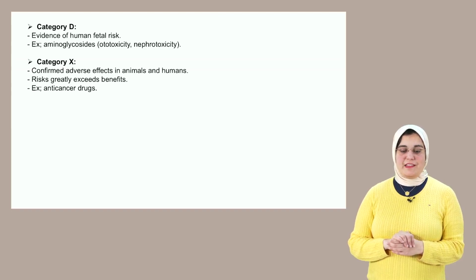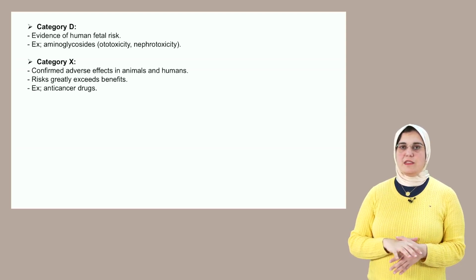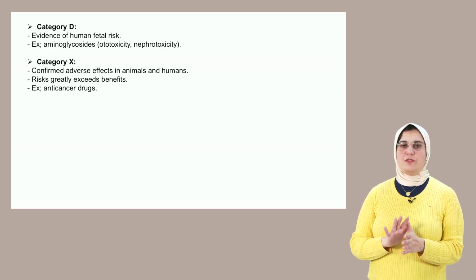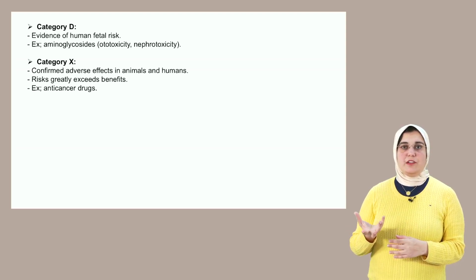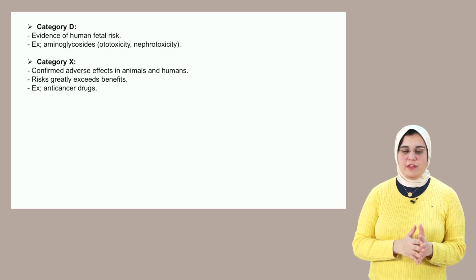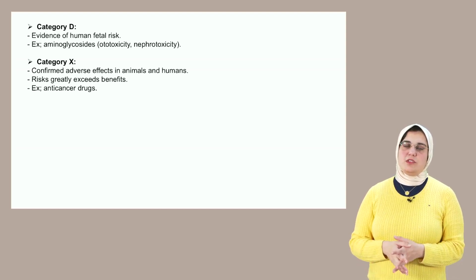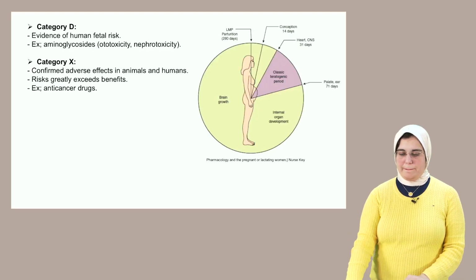Category X, as you see, we have A, B, C, D, and X. X means 100% don't give to the pregnant mother whatsoever. Confirmed adverse effects in animals and humans. Risks greatly exceed benefits. I mean, if we give this mother that drug, truly, she will get side effects and maybe she loses her life. Example, of course, like anti-cancer drugs. We have never heard about a pregnant female taking anti-cancer drugs.